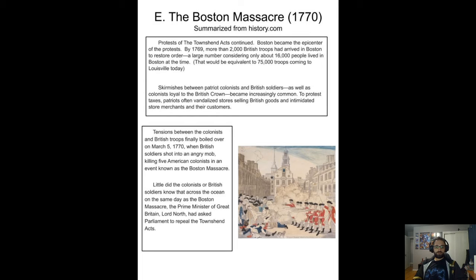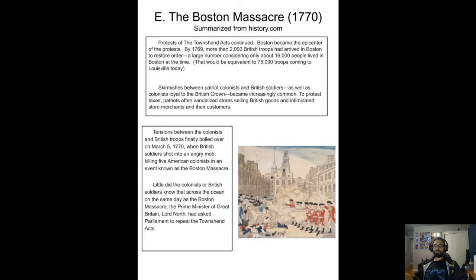Tensions between the colonists and British troops finally boiled over on March 5th, 1770, when British soldiers shot into an angry mob, killing 5 American colonists in an event known as the Boston Massacre. Little did the colonists or British soldiers know that across the ocean on the same day as the Boston Massacre, the Prime Minister of Great Britain, Lord North, had asked Parliament to repeal the Townshend Acts.